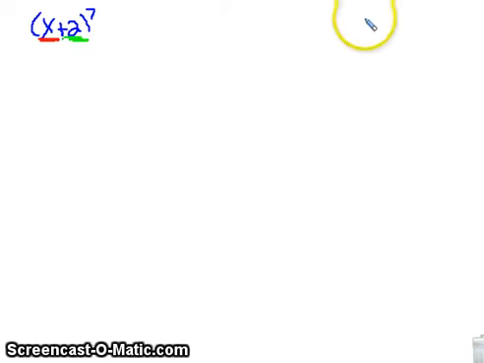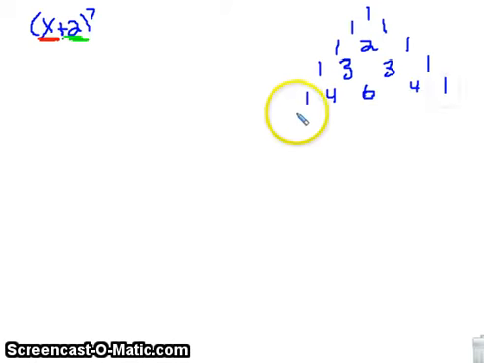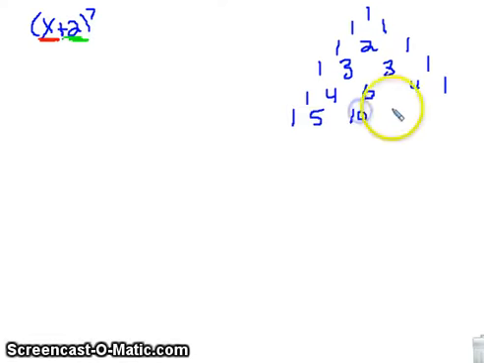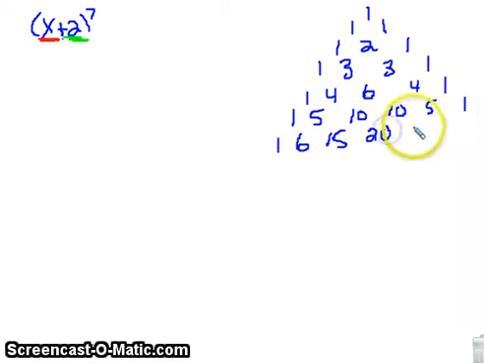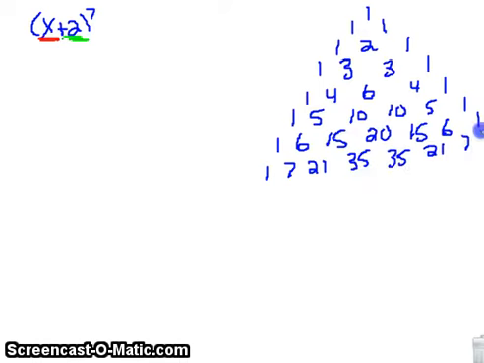However, so we have 1; 1, 1; 1, 2, 1; 1, 3, 3, 1; 1, 4, 6, 4, 1; 1, 5, 10, 10, 5, 1; 1, 6, 15, 20, 15, 6, 1, and I want the 7th. So these are the coefficients that I am actually going to be using.